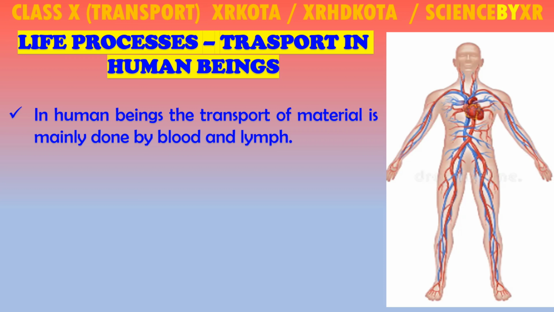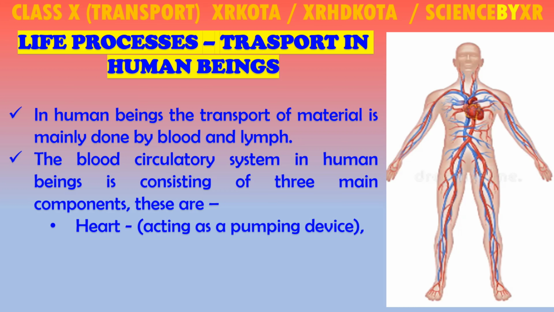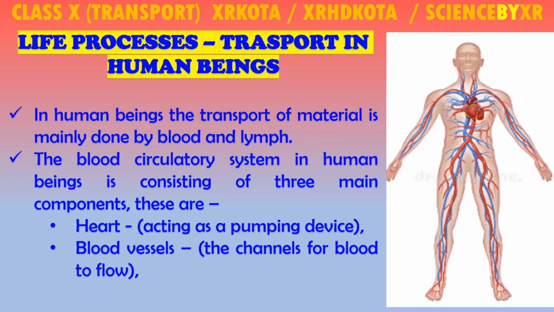Okay, so in human beings, the transport of material is mainly done by the blood and lymph. The lymph we'll study at the end of the chapter. Just now we are studying the blood circulatory system. The blood circulatory system in human beings consists of three main components: the heart, which acts as a pumping device; second, the blood vessels, which act as channels for the blood to flow; and third, the blood, that is the medium of transport.